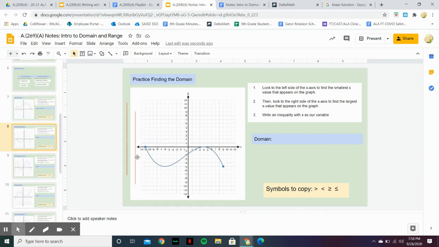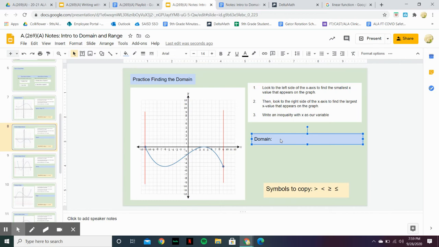In our second example, we're going to do the same thing again. So first I'm going to look to the left side of my x-axis and find the smallest number that appears on the graph, and it's there at negative 11 again. This time it's got a closed circle. In step 2, I'm going to bring this red line to the right side to see the largest x value, the largest value that my graph has on the x-axis. Again, I'm looking at the x-axis, and there it is, positive 9.